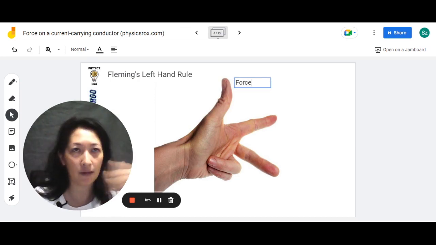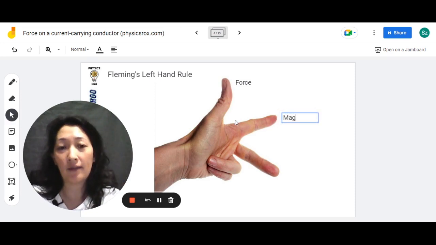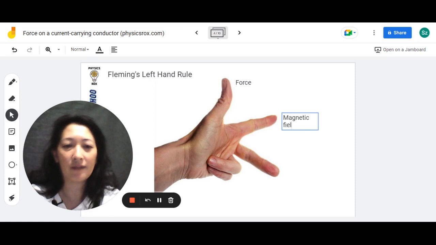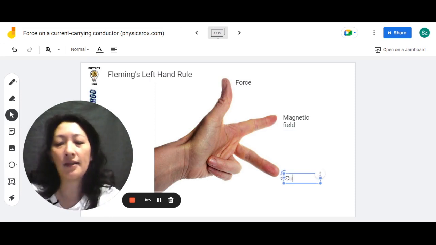Induced here means to be created, to be generated. Your index finger represents the magnetic field. So I'm just going to write here, magnetic field. And your middle finger here represents the current.